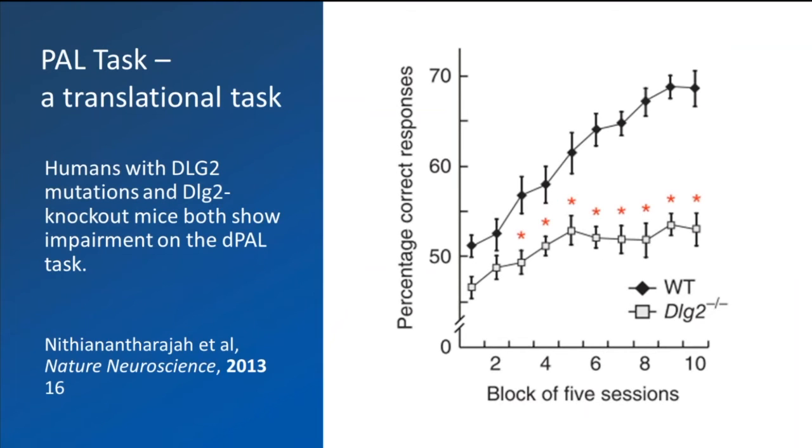Humans with a DLG2 mutation have been found to be impaired on PAL, and likewise DLG2 knockout mice also show an impairment, as shown here when we compare the wild-type mice with the DLG2 mice.